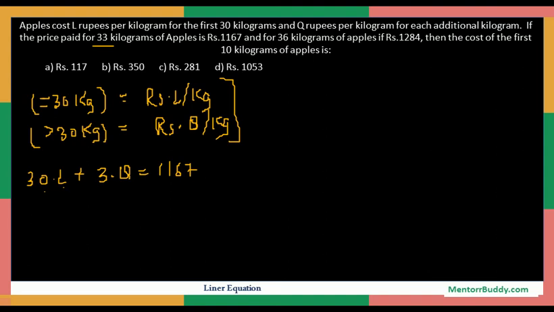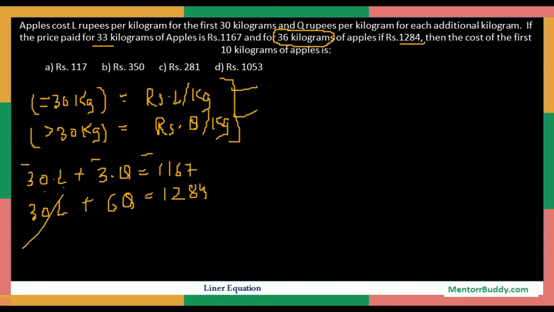Similarly, the cost for 36 kilogram is given as 1284. So first 30 kgs cost will be 30L, and the remaining 6 kgs cost will be 6Q, and that is equal to 1284. In this case, this is going to be the fixed cost and this will be the variable cost. Now, solving this question, these are two linear equations, we have to solve them simultaneously, so taking the difference of the same. So this will be ruled out, so this will be 3Q is equal to 117. Solving this, Q will be equal to 39.